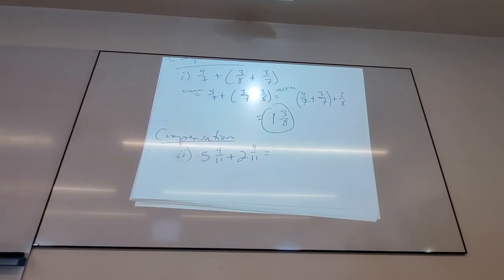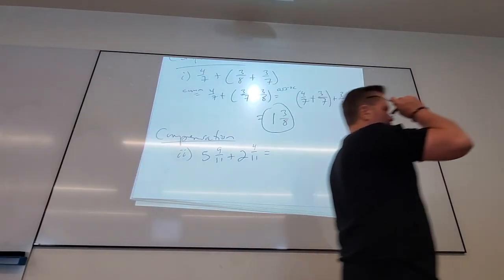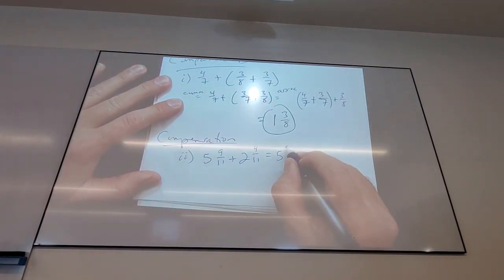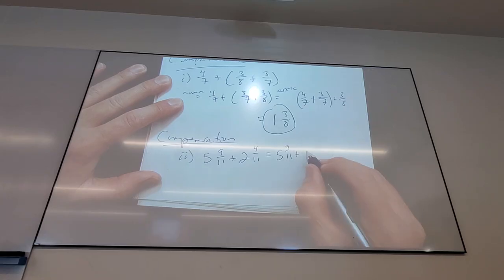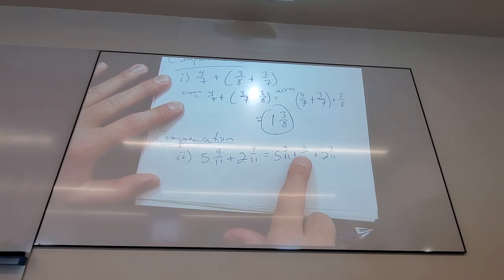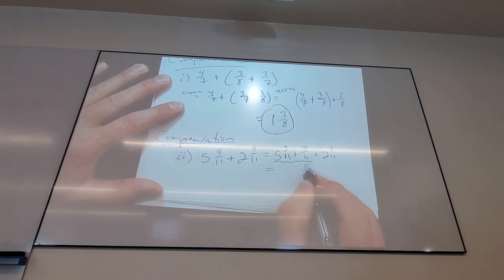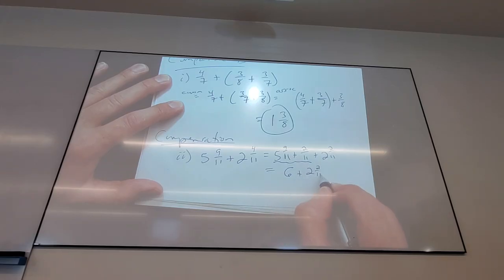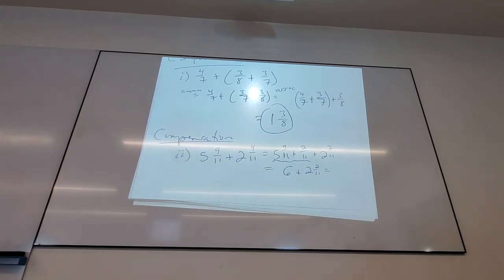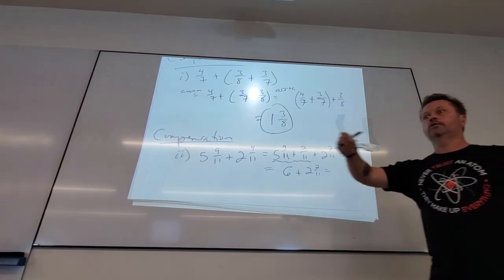You can't just give it to them out of nowhere. Well, the only other guy in the whole thing, right? So I can write this as 5 and 9/11 plus 2 11s plus 2 and 2 11s. Yeah, so I steal 2 11s from him, give it to this guy, 6. And then what do I get at the end? What's 6 plus 2 and 2 11s? 8 and 2 11s, yes?